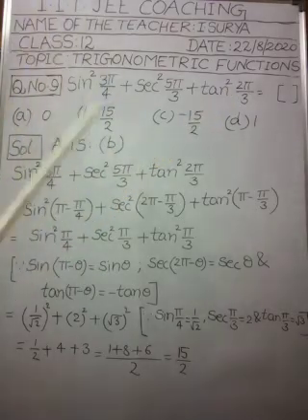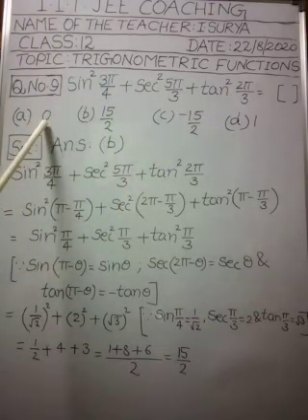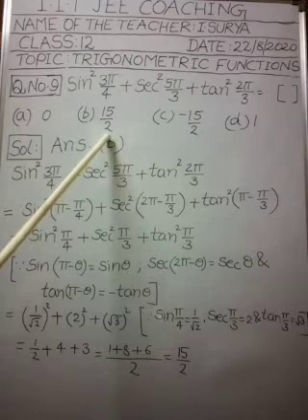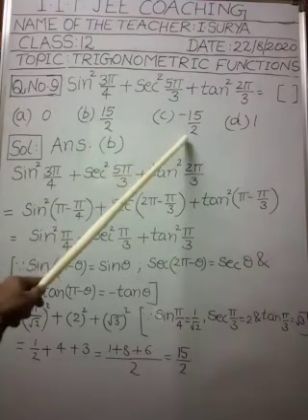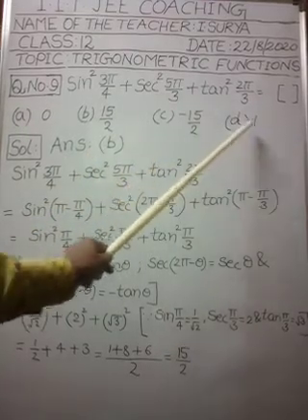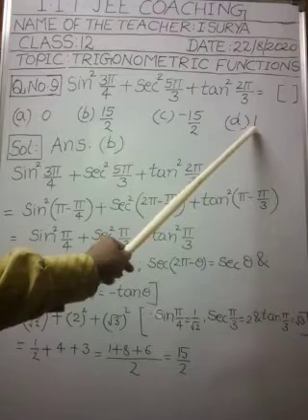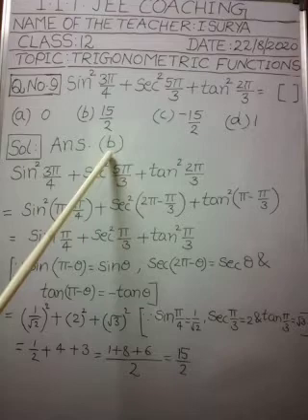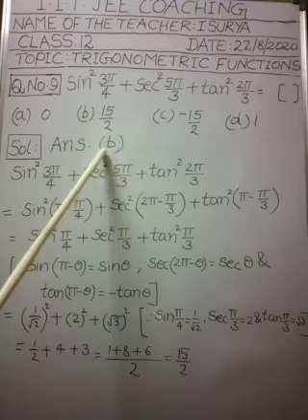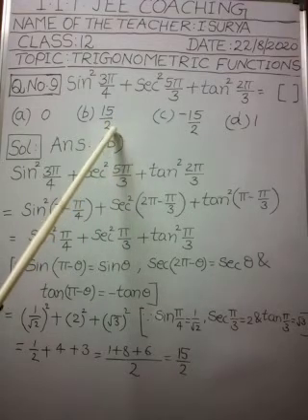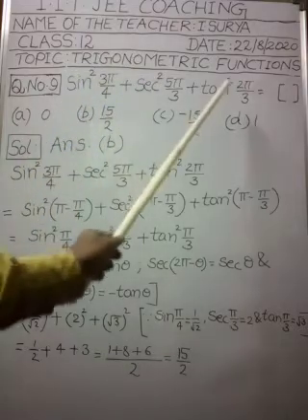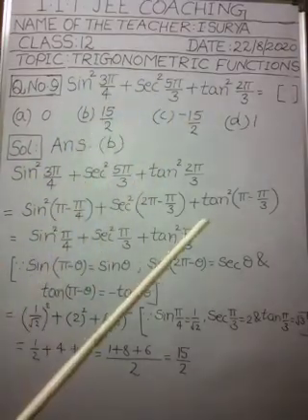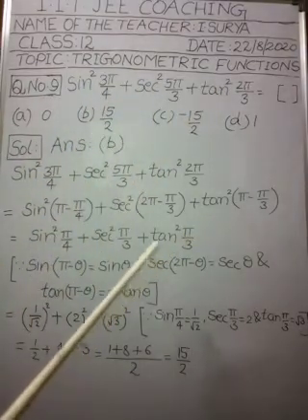Okay, my dear children. See the options. First option is 0. Second option is 15 by 2. Third option is minus 15 by 2. And the fourth option is 1. Out of these 4 options, second option is the right option. That is 15 by 2 is the value of this expression. Let us see the explanation part.